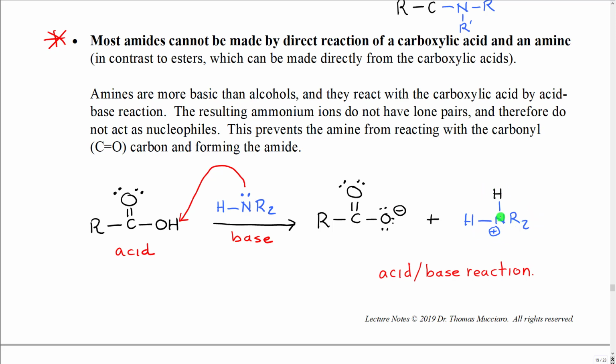The ammonium ion has 4 bonds and no lone pair. So therefore, it cannot behave as a nucleophile. So it's not capable of reacting directly with that carbonyl carbon anymore. Therefore, any attempt to try to attach that nitrogen directly to the carboxylic acid is doomed to fail because it's going to do an acid-base reaction much more rapidly, and it's going to become something that's not a nucleophile and can no longer attach.